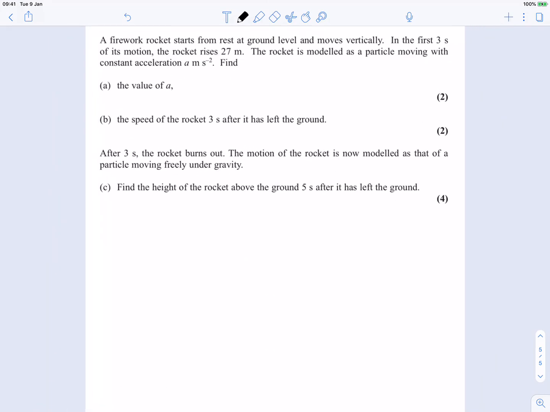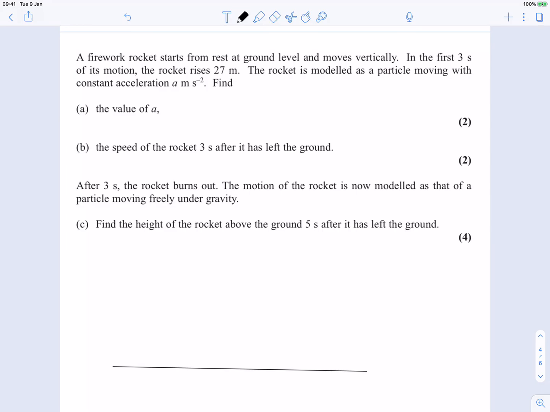So a firework rocket starts from rest at ground level and moves vertically. In the first 3 seconds of its motion, the rocket rises 27 meters. And the rocket is modelled as a particle moving with a constant acceleration a. Okay, so now this is interesting because we're no longer throwing a ball and there's no more force added to the ball, it's under free fall. The acceleration would only be due to gravity, so that would be easy to calculate. But this time there's clearly, this is my bad drawing of a rocket, and it's fizzing there.